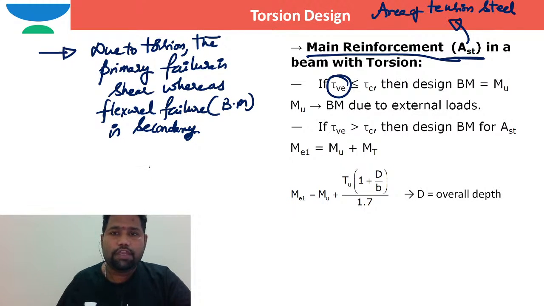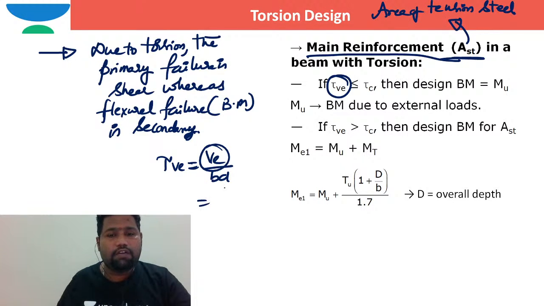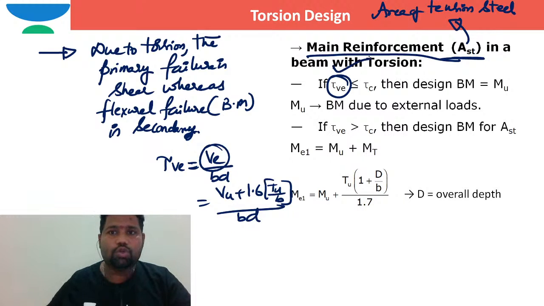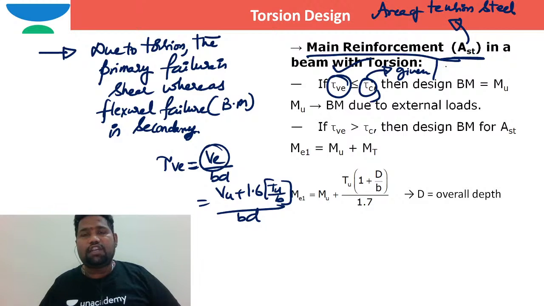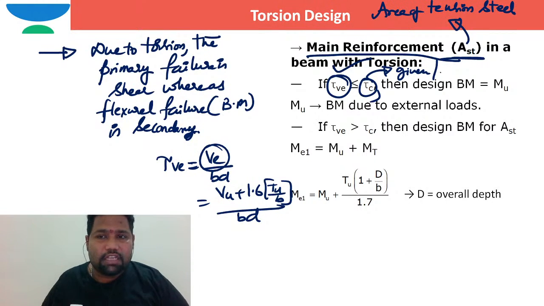let us suppose, I hope you know tau Ve. What is tau Ve? It is the average nominal shearing stress developed, the equivalent shear force divided by bd. And I hope you know the equivalent shear force, which is Vu plus 1.6 times Tu by b. This is known to you. And tau c is the shear strength of the RCC beam. This will be given in the problem, or you can work it out from table number 19, which is a function of fck, the grade of concrete, and the percentage of tension steel.